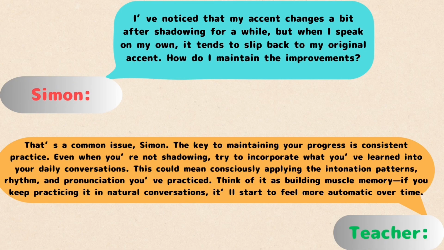That's a common issue, Simon. The key to maintaining your progress is consistent practice. Even when you're not shadowing, try to incorporate what you've learned into your daily conversations. This could mean consciously applying the intonation patterns, rhythm, and pronunciation you've practiced. Think of it as building muscle memory. If you keep practicing it in natural conversations, it'll start to feel more automatic over time.